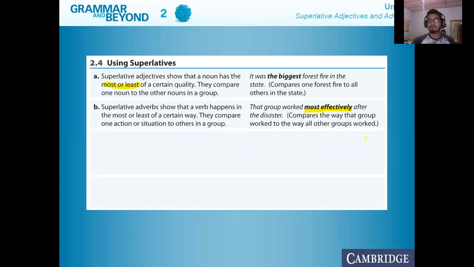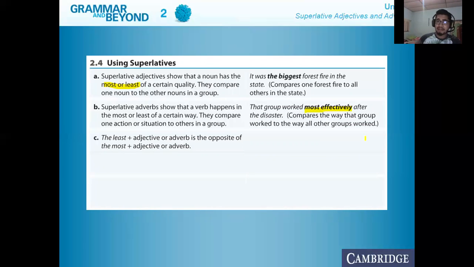The least plus an adjective or adverb is the opposite of the most plus an adjective or adverb. What is the meaning of this? That means that if you are talking about the least interesting stuff, you're talking about the thing that interests you the least, that it doesn't have any value at all. But if you're talking about the most interesting movie that you have seen, we're talking about a movie that in this case is the most important of all.